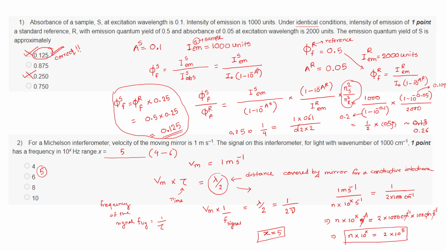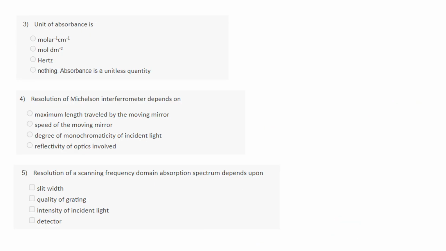Yes. So go to the next question. So the unit of the absorbance, we already know, because absorbance is a logarithmic thing, and obviously there is a ratio of that, and that's why there is no unit.